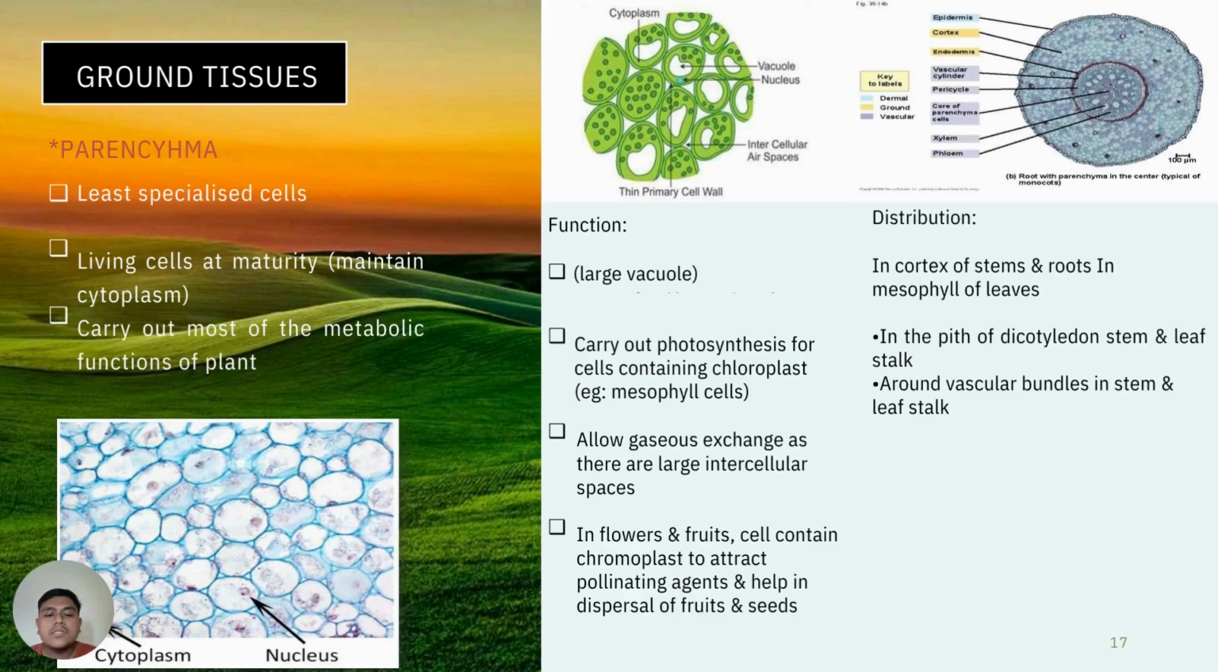In flowers and fruit, cells contain chromoplasts to attract pollinating agents and help in dispersal of fruit and seeds. Distribution of parenchyma: in the cortex of stems and roots, in the mesophyll of leaf, in the pith of dicotyledon stem and leaf stalk, around vascular bundles in stem and leaf stalk.